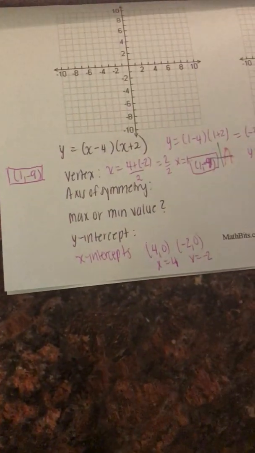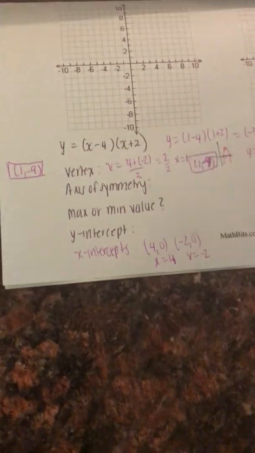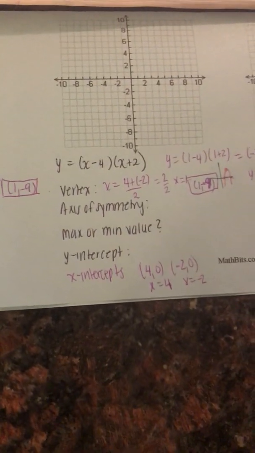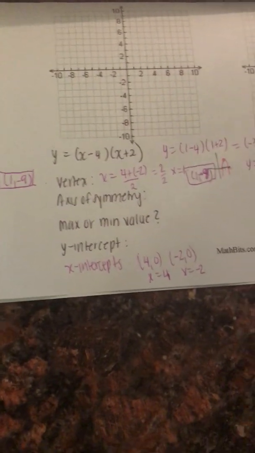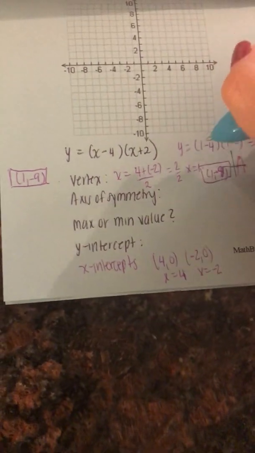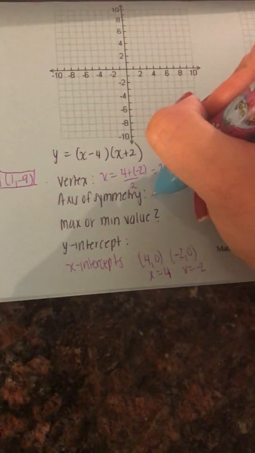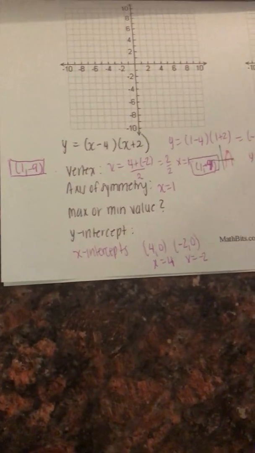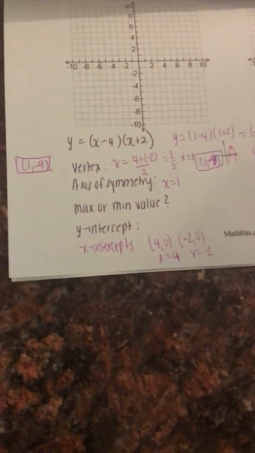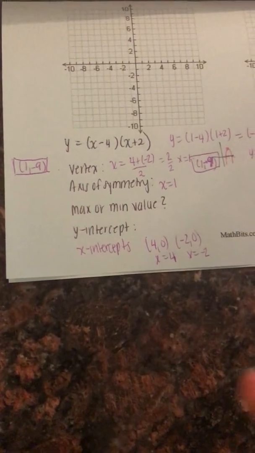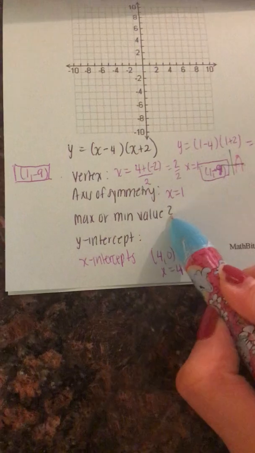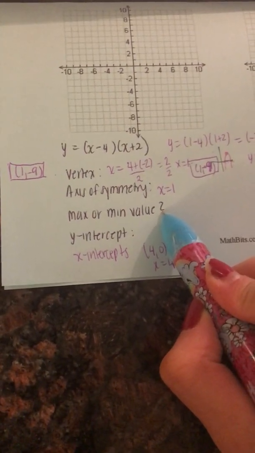So the axis of symmetry is the x value of the vertex, because that's going to be the line of symmetry of the parabola. So at the vertex is where we have symmetry. So x equals 1 is going to be the line of symmetry. We have symmetry at the vertex, but if we want the specific line of symmetry, that is the x value of the vertex. And now we want to know if we have a maximum or minimum value.